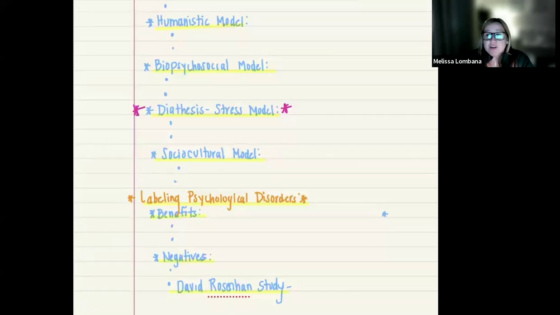Okay. Now, diathesis, write that down, is the predisposition, right? Which is the biologically based vulnerability to a particular illness, right?